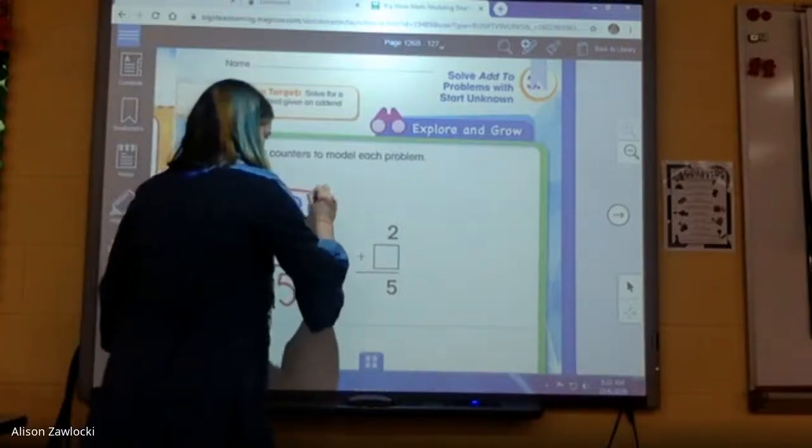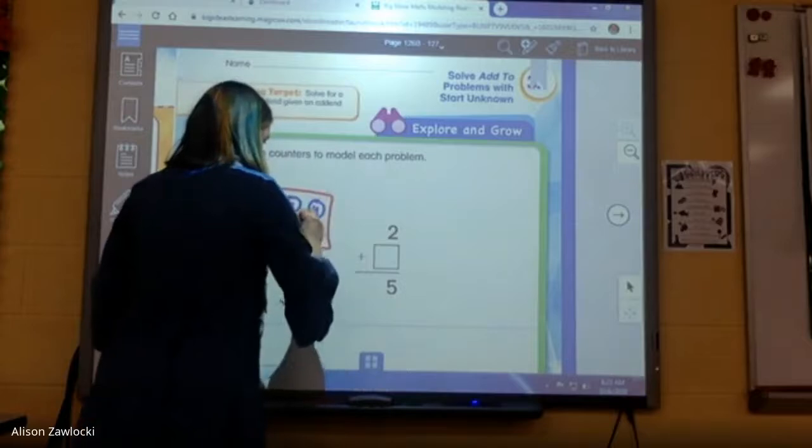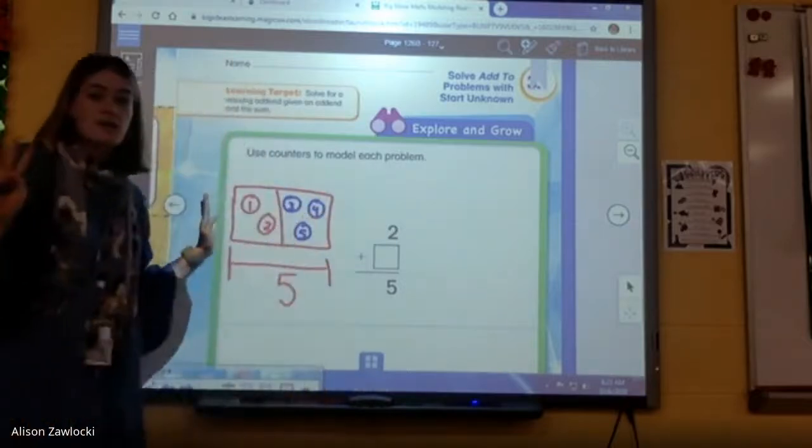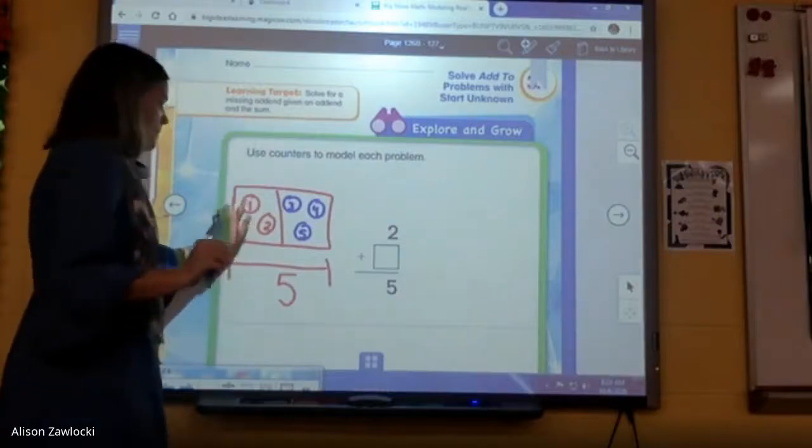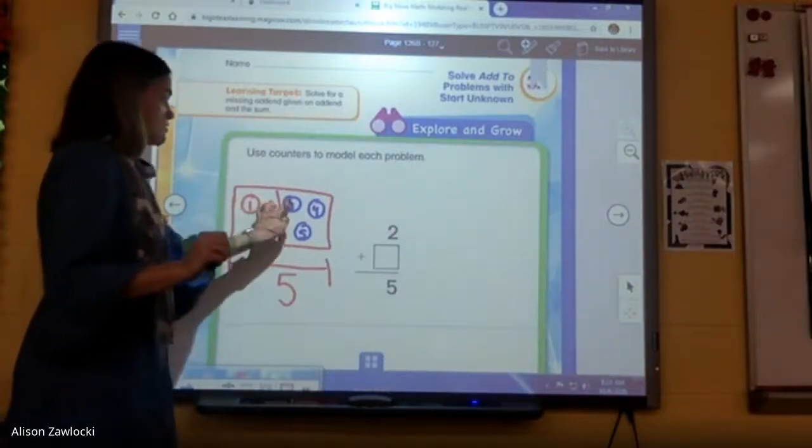3, 4, 5. Oh, I got to 5. I'm going to stop. I got to the total. Notice how I put the numbers inside the counters. 1, 2, 3, 4, 5.